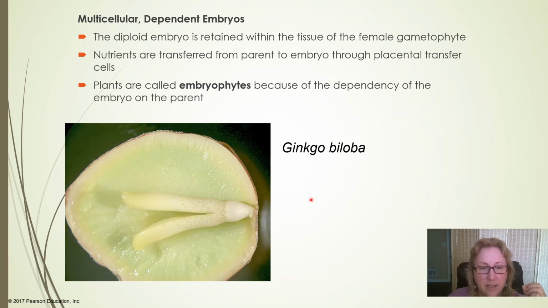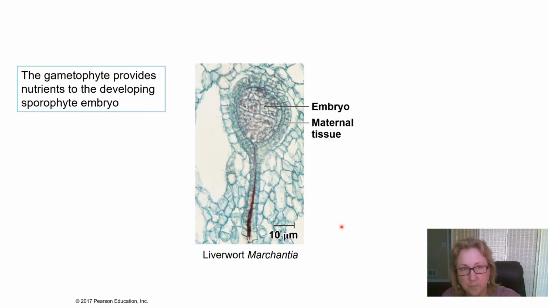Here's one that is nice and visible. This is from the seed of a ginkgo tree. The species name is Ginkgo biloba, and it's a broken open ginkgo seed here. And you can see the nice little sporophyte, the little embryo that's going to grow into a ginkgo tree. Nice inside of there. You can even see a tiny little root starting to form.